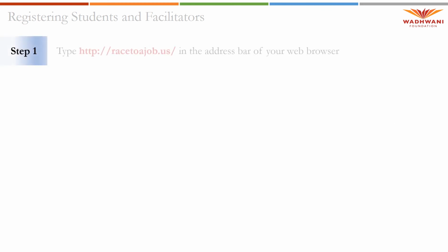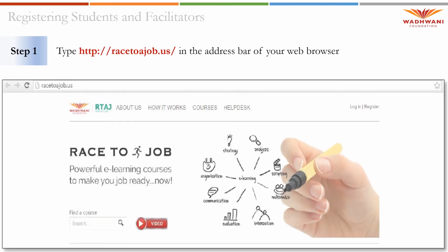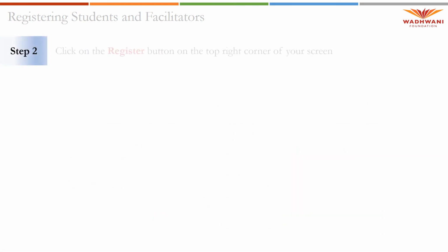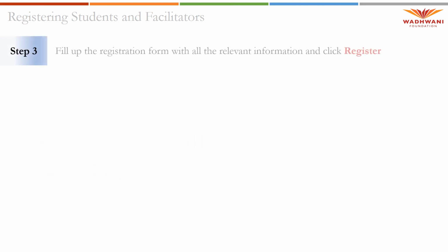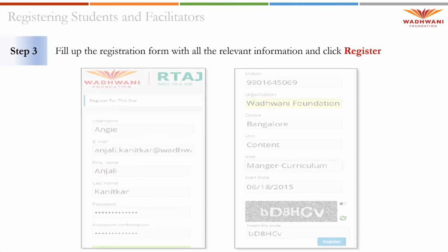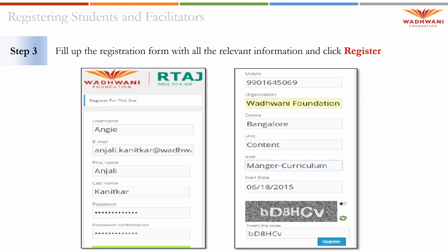Step 1. Type http://raised-to-a-job.us in the address bar of your web browser. Step 2. Click on the Register button on the top right corner of your screen. Step 3. Fill up the registration form with all the relevant information and click Register.